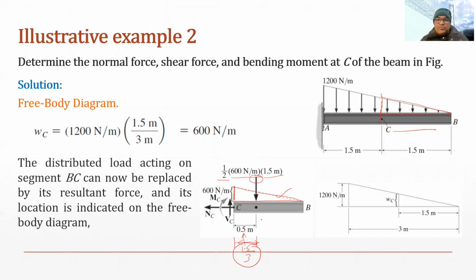Here we have also shown the direction, the sense of VC, NC and MC. We will verify it by calculating the values. If we get a negative value, then the sense will be opposite. If we get a positive value, then our assumption will be correct. So the same way we will be doing here.